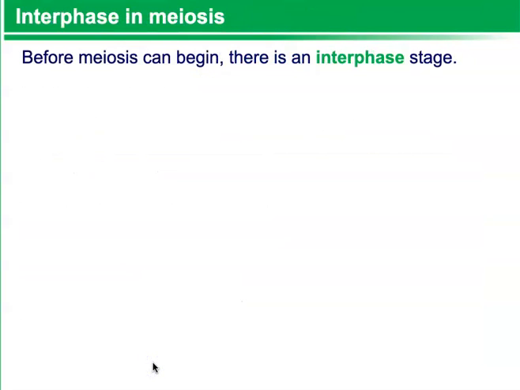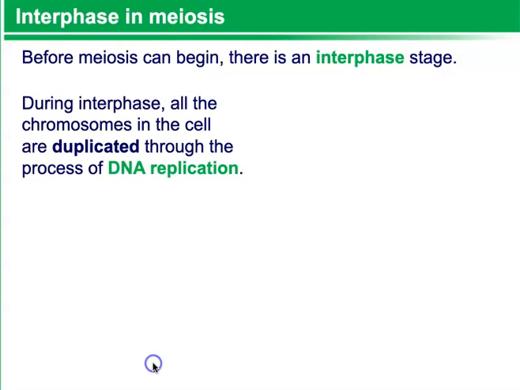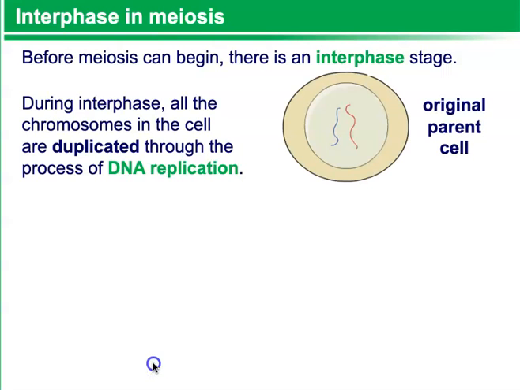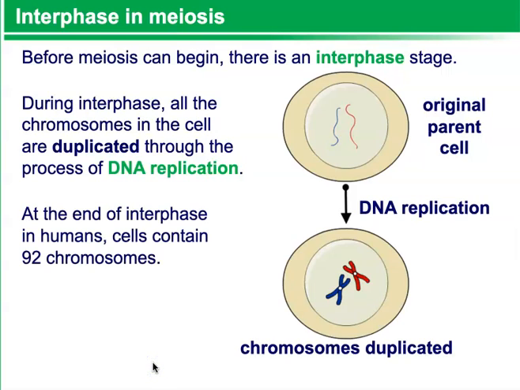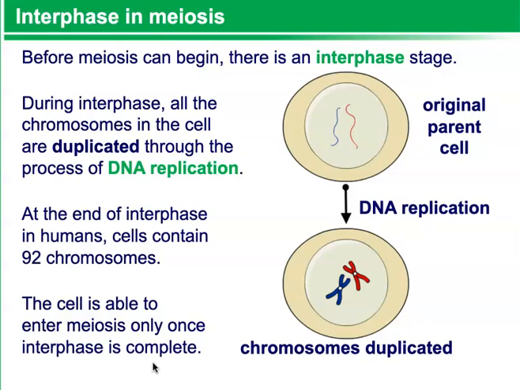Interphase in meiosis. Before meiosis can begin, there is an interphase stage. During interphase, all of the chromosomes in the cell are duplicated through the process of DNA replication. At the end of interphase, in humans, each cell will contain 92 chromosomes. The cell is able to enter meiosis only once interphase has completed.